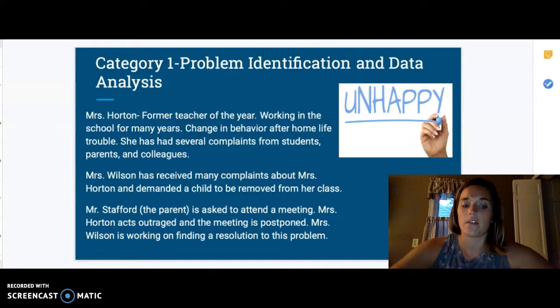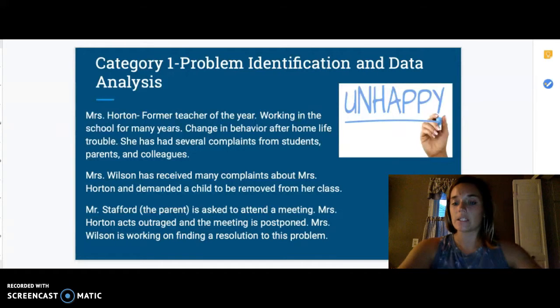And one of the parents of one of the students in Mrs. Horton's class was outraged at the meeting and accused Mrs. Horton of things. And Mrs. Horton responded, probably not in the most professional manner. And so the principal stepped in and said, well, let's postpone this meeting. We'll wait. Let me talk a little bit more with Mrs. Horton.